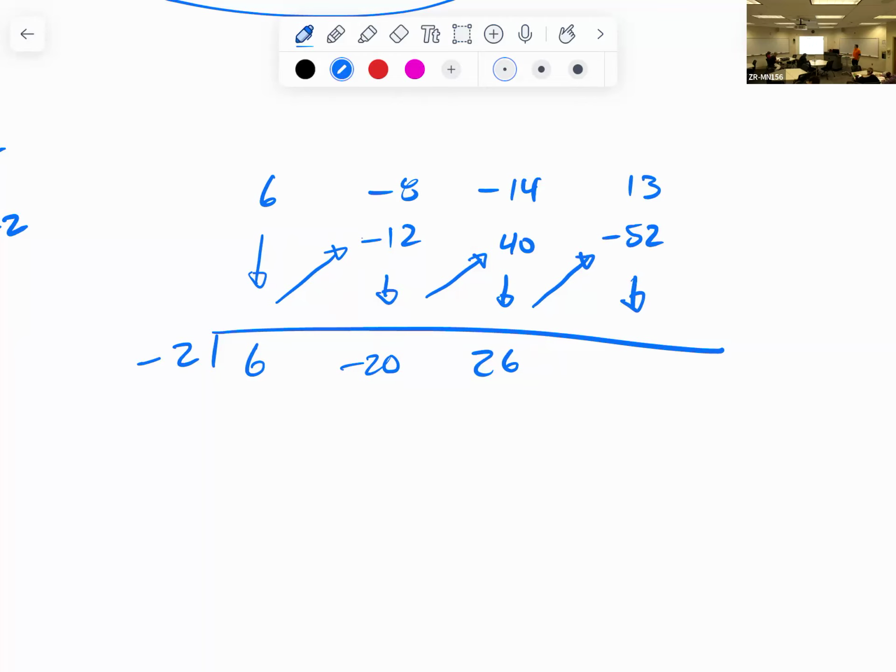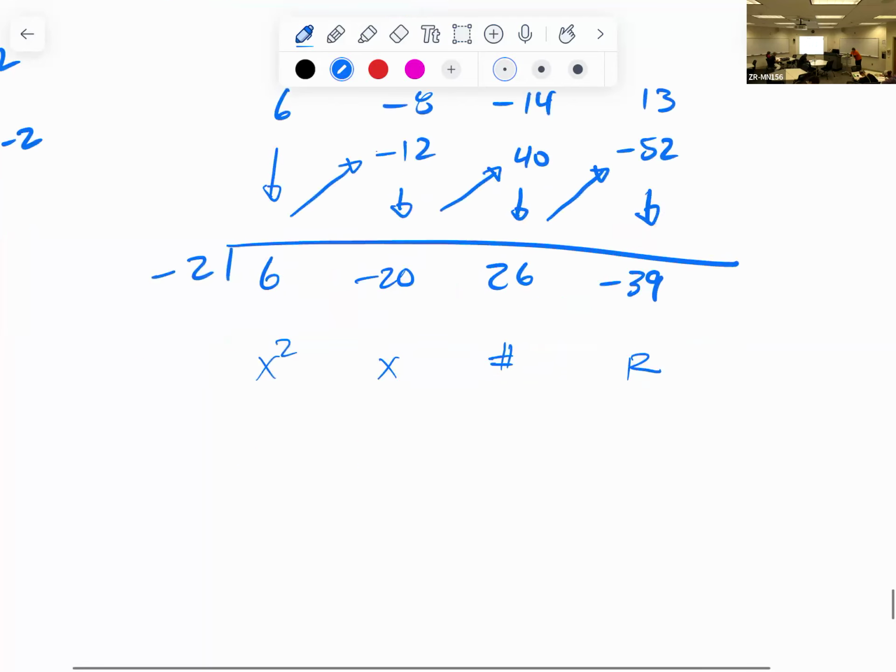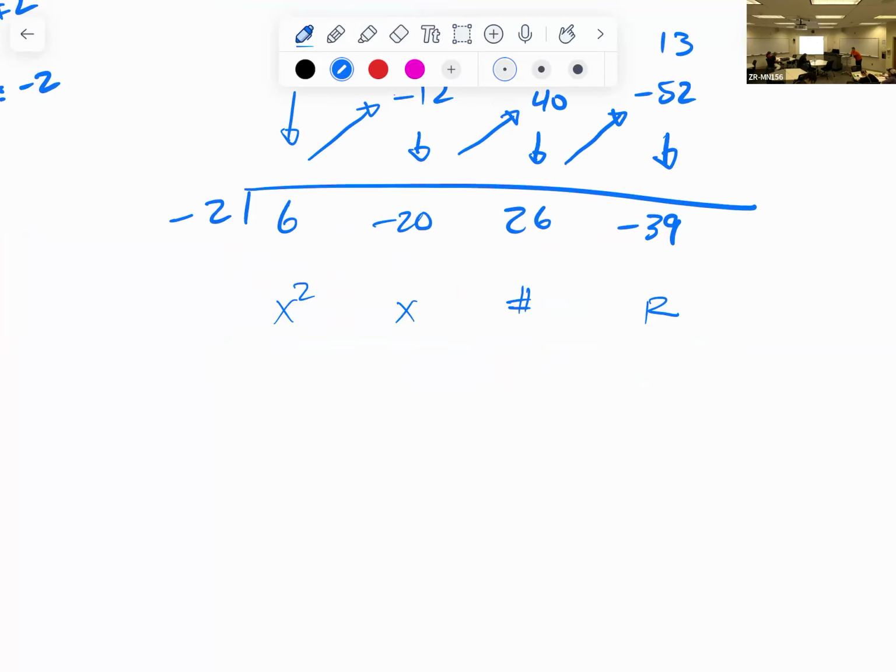All right, and Maddie. What's the last blank? What operation are we doing? We're adding. 13 and -52. 13 minus 52, negative 39. And that one, I mean, calculator, right? As long as you know what's happening. All right, so this is the remainder. That's the number term, aka x to the 0, that's x to the first, that's x squared. What is our remaining polynomial?